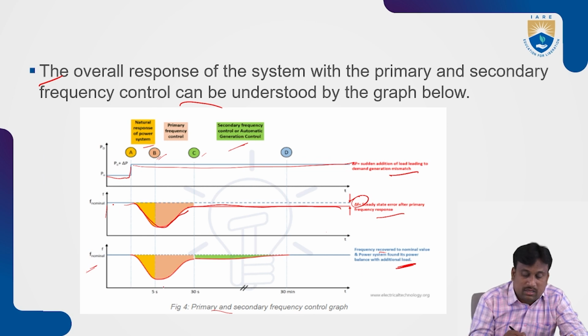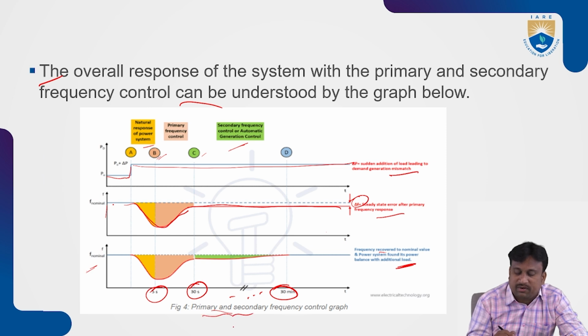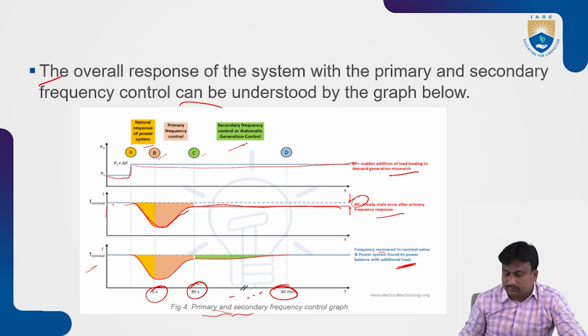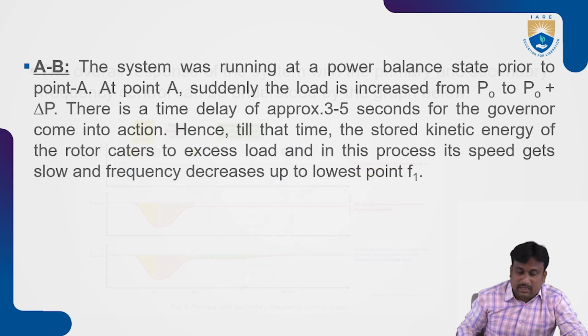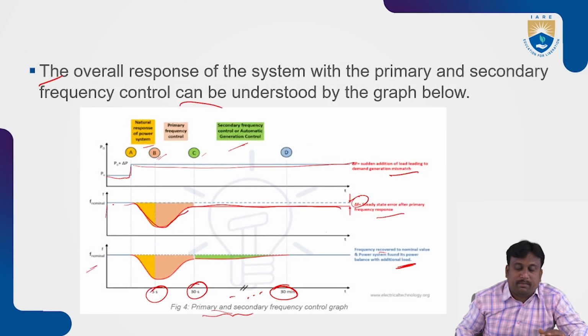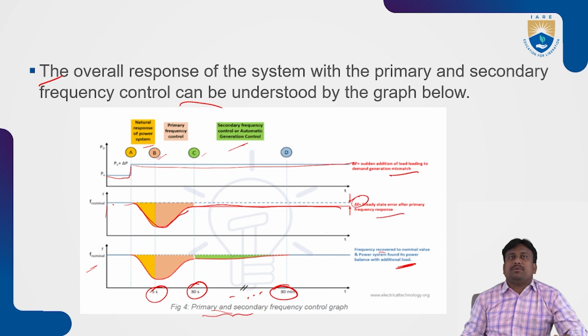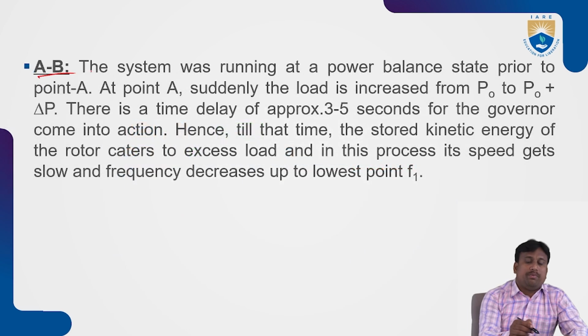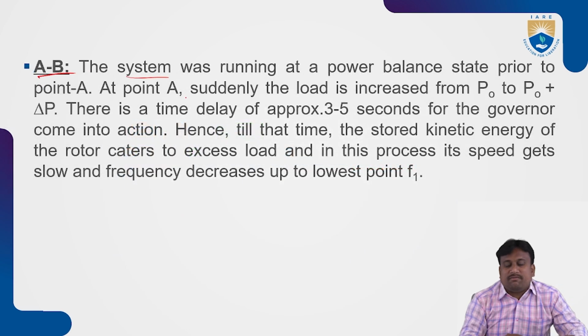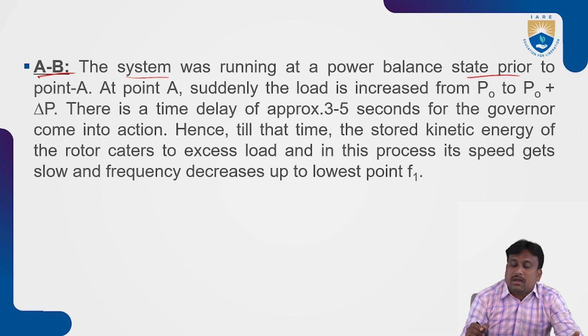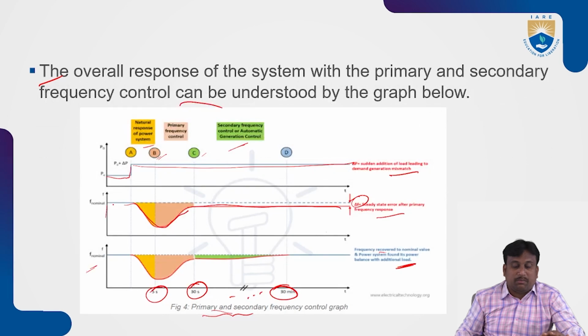Here it is 5 seconds, and here it is considered under 30 seconds. The whole process will follow for still 30 minutes of time. This combinedly follows the primary and secondary frequency control graph. The sections A, B, C, D may be divided into pairs. In the pair A to B, the system was running at power balance prior to the point A.